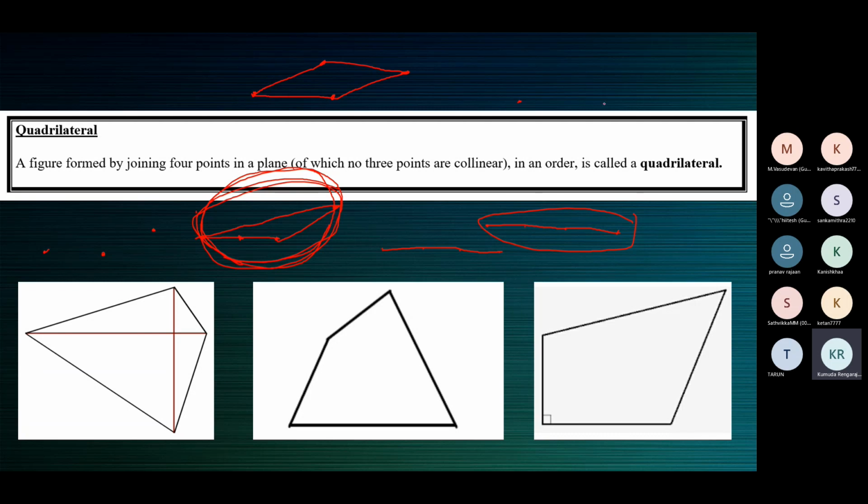So see here 1, 2, 3, and supposing the 4th point here. When you join them in order, you can see a quadrilateral being formed. So that's exactly the definition of a quadrilateral: a figure formed by joining 4 points in a plane. See that in bracket, that's a very important condition, of which no 3 points are collinear.